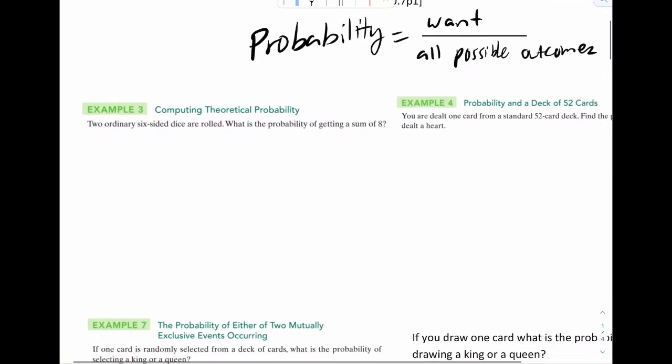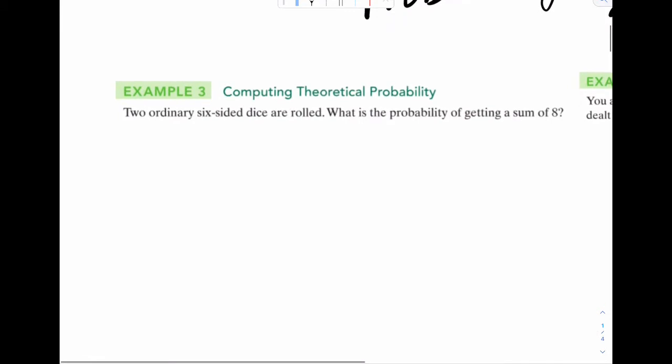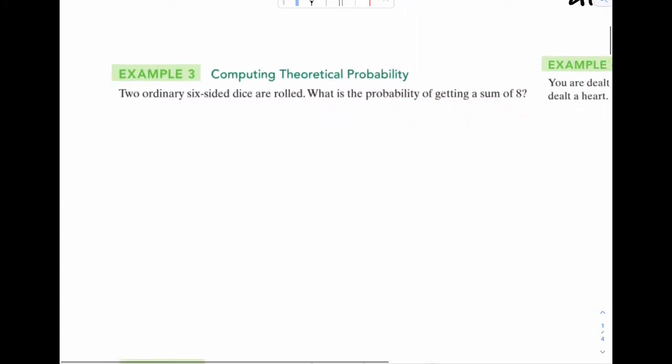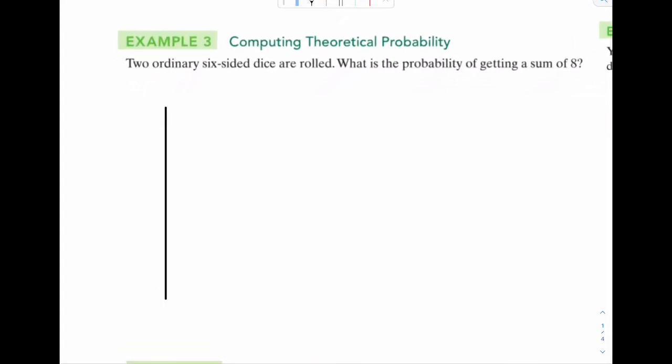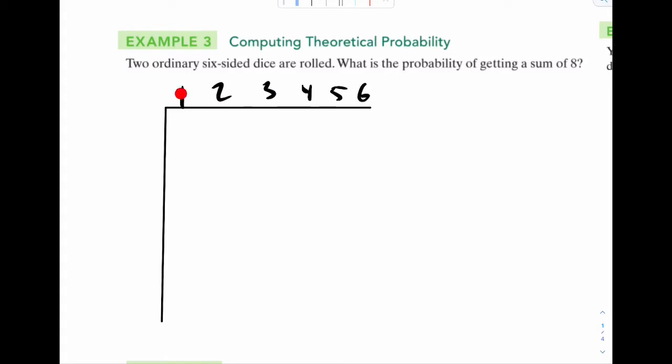So for our first example, it says 2 ordinary 6-sided dice are rolled. What is the probability of getting a sum of 8? So to do this one, we're going to do what's called making a chart. You might have done this before in a previous class. This does make it easier for us to organize information. So 1, 2, 3, 4, 5, 6, that represents all the possibilities of one die. And the other die will be right here.